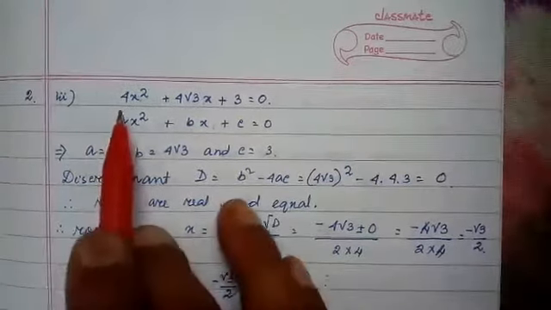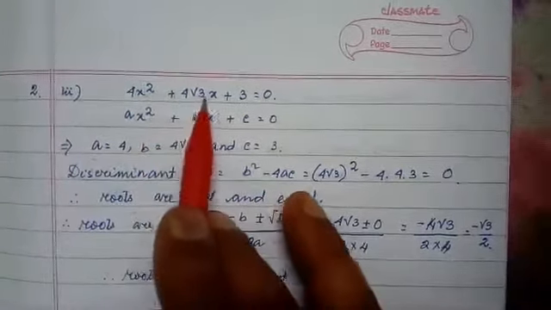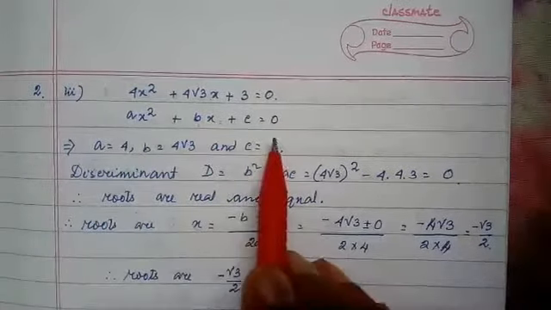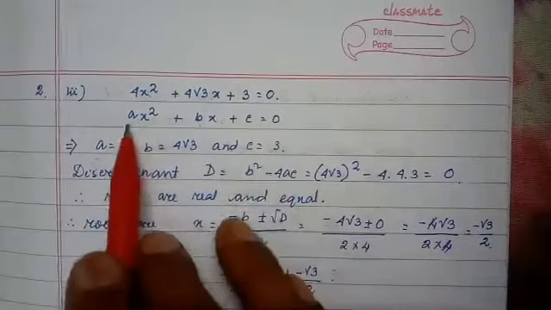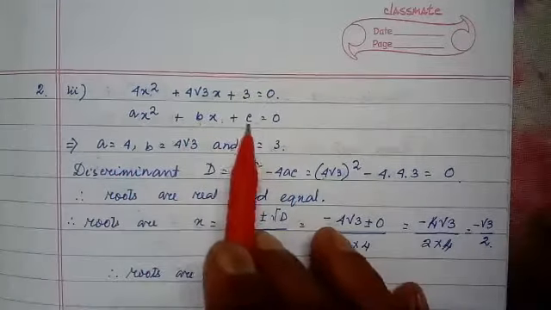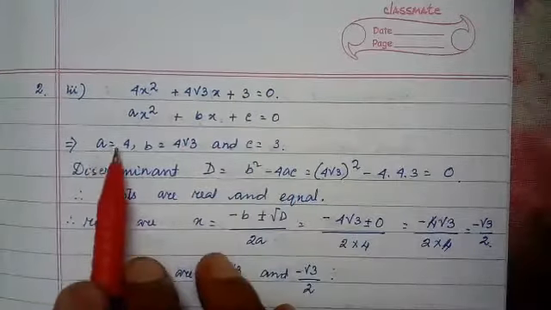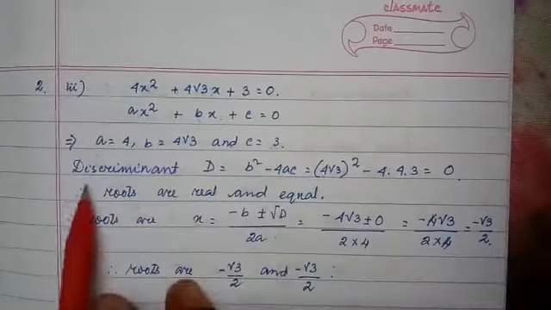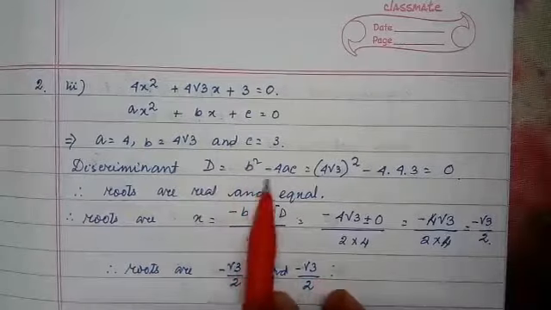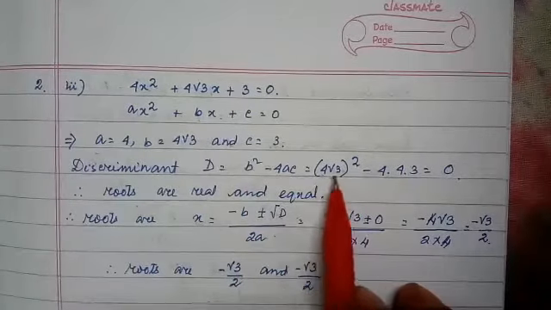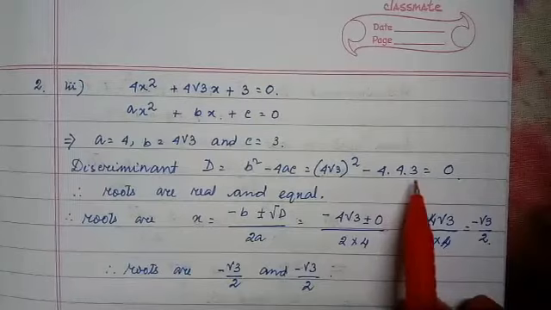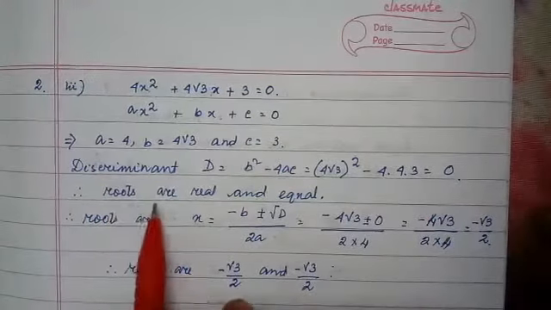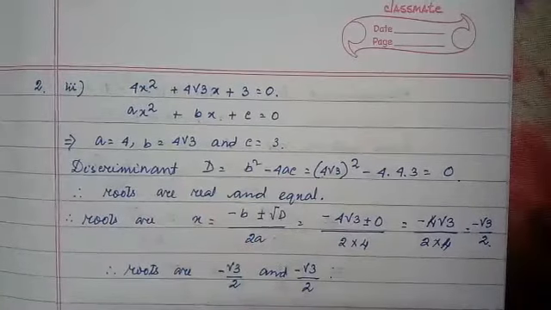Okay, what is the equation? 4x square plus 4 root 3x plus 3 is equal to 0. Let us compare the equation with the standard form of quadratic equation, ax square plus bx plus c is equal to 0. So a is equal to 4, b is equal to 4 root 3 and c is equal to 3. Now discriminant d is equal to b square minus 4ac, that is 4 root 3 square minus 4 into 4 into 3, that is equal to 0. That is roots are real and equal.